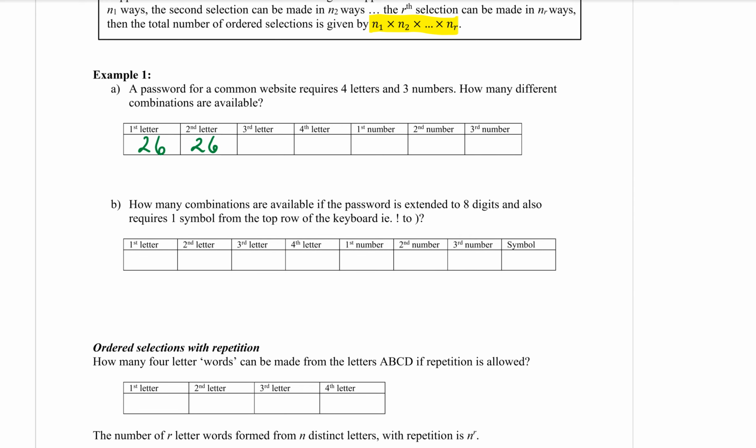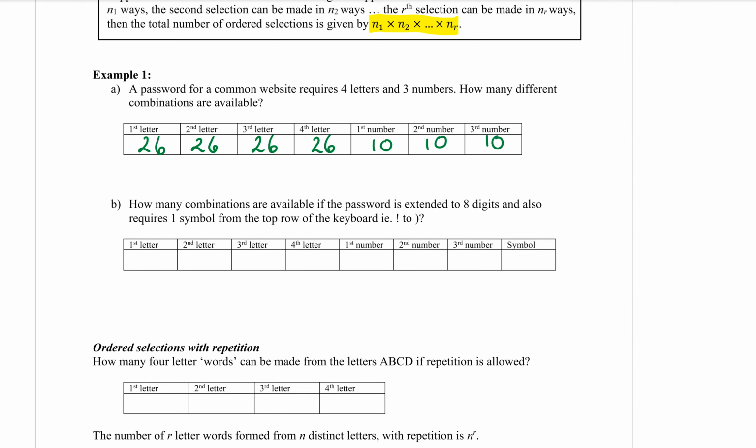So every letter that I choose here, first, second, third, and fourth, there are 26 options for me to choose from. Okay? Then, because that's my 1, 2, 3, 4 letters, I have to choose 3 numbers. How many numbers? 10. Good. Don't forget the 0. So there are 10 numbers to choose from for the first, second, and third number.